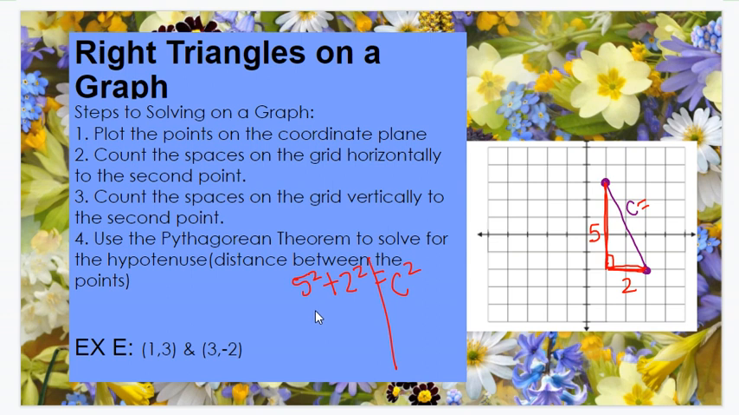And we're just going to solve like we did before. So 25 plus 4 equals c squared. That gives us 29 equals c squared. So the square root of 29 is equal to c. Now I'm going to use my calculator to find the square root of 29, which is approximately 5.38, so that'll be approximately 5.4 rounded to the nearest tenth. So the distance between these 2 points is about 5.4 units.